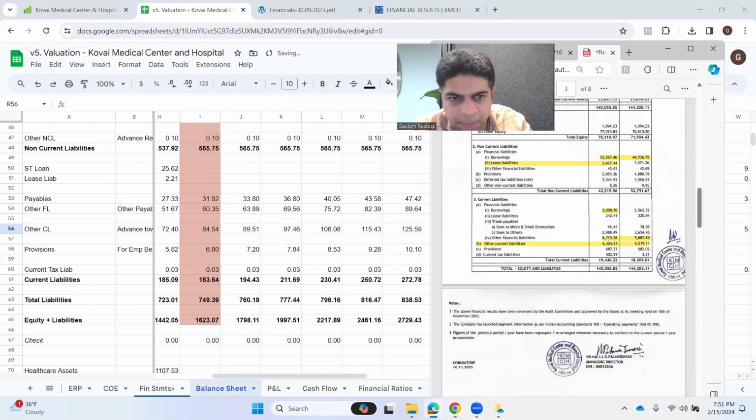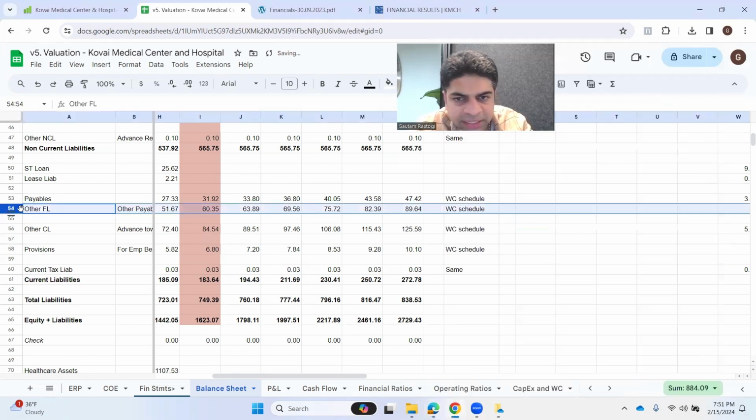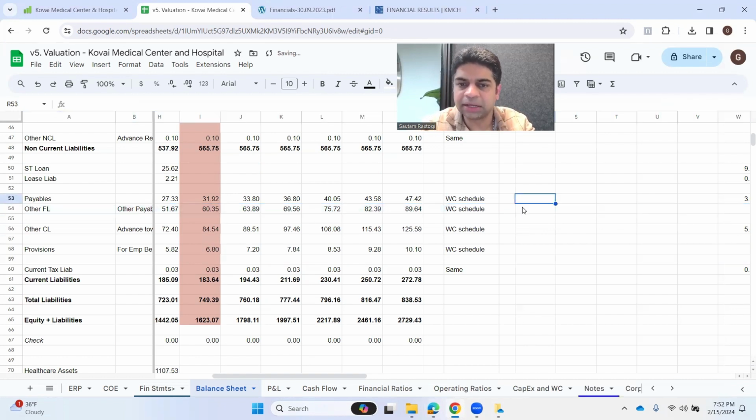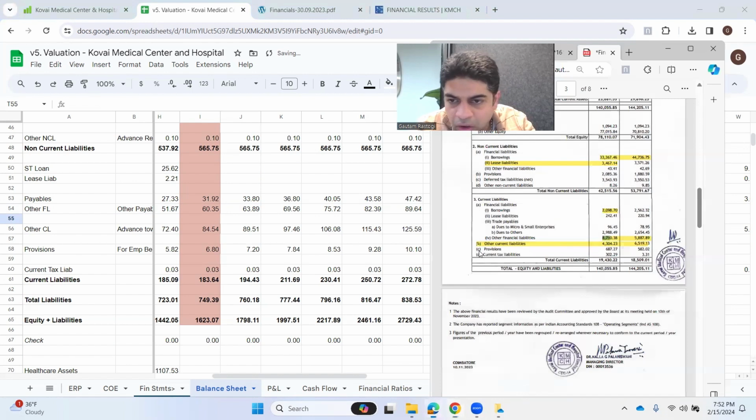Let's look at other financial liabilities. So their other financial liabilities is 87 and ours is 60. All right. So we are understating our other financial liabilities. So we need to increase our financial liabilities by 27 CR.